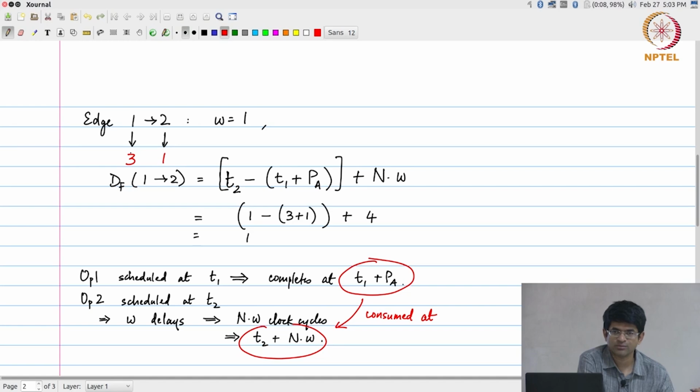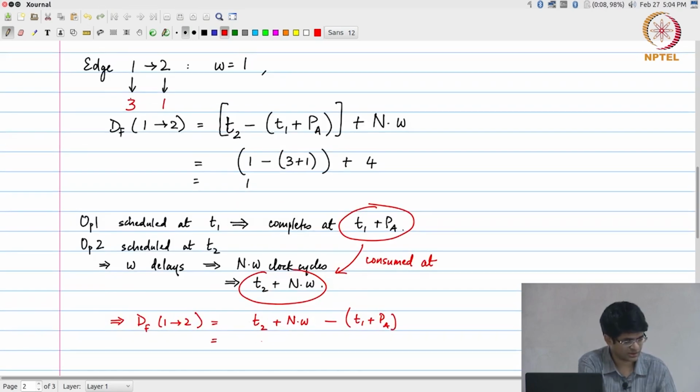The data that was produced at time T1 plus PA is going to be consumed at time T2 plus N into W. For that much intermediate time, I need to store that value. That is the number of extra physical registers that I will need to allocate somewhere to save the data until it is ready to be consumed, which is what we have over here. The time of T2 was 1, this was 4 into 1 minus 3 plus 1. So, it finally becomes equal to 1.